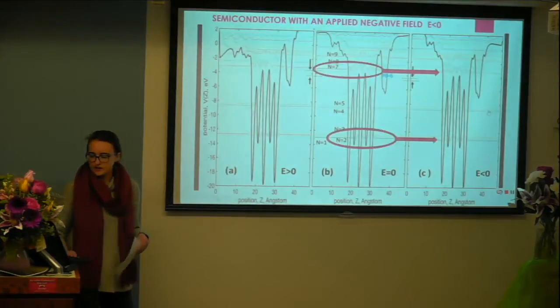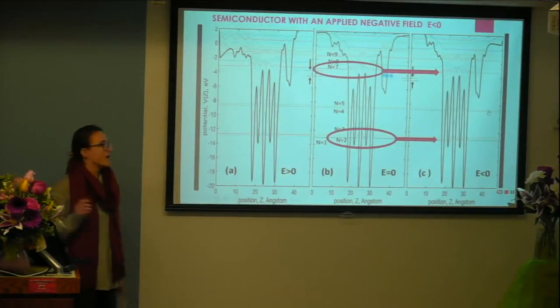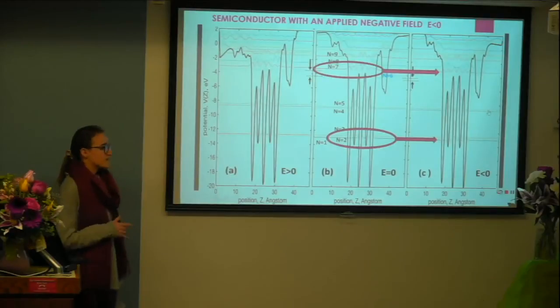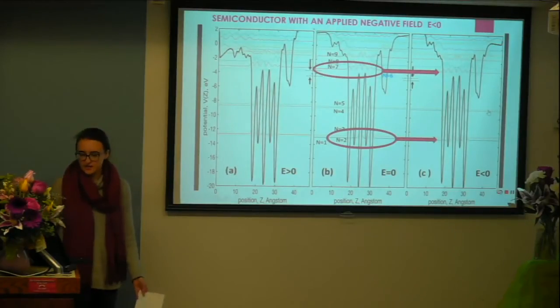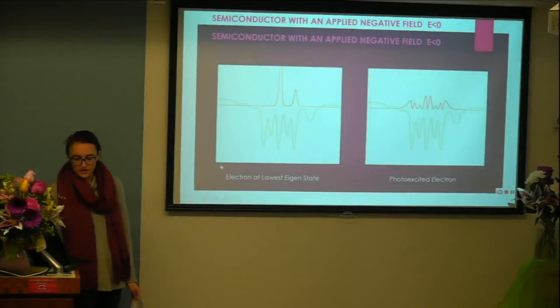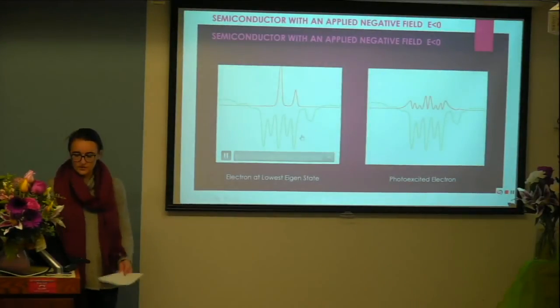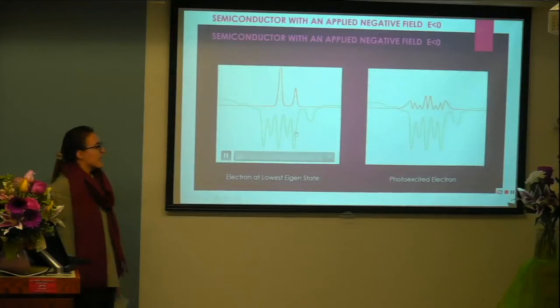And just to remind you, we're moving on to then apply a negative field. And again, we're going to start at an initial ground state without exciting the electron. And then we'll excite the electron again to a state of about 9. And once again, we see that almost static electron inside the semiconductor.